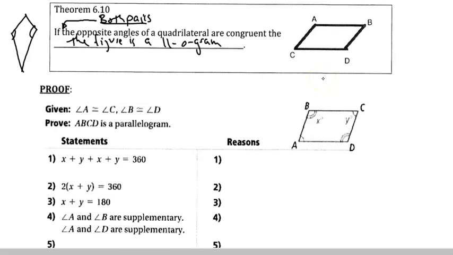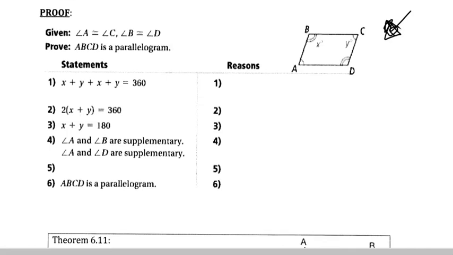Okay. Now let's go ahead and run through this proof because they made it nice and easy, and it's just a fill in the blank proof. So if we look at this and we're trying to figure out how they're doing it, well, what they do is they say if this is x, then this is going to be x as well because those are congruent. If that's y, then this is y as well. And they said that x plus y plus x plus y equals 360.